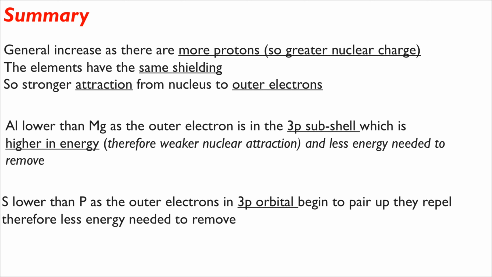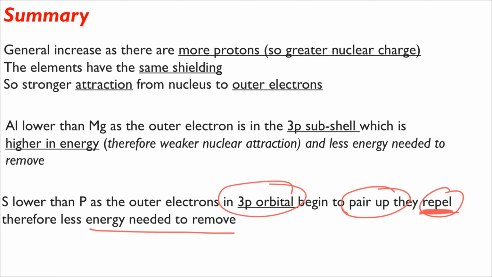The second dip that we need to explain is to do with sulfur being lower than P. So sulfur is lower than phosphorus because now the outer electrons in the 3p orbital begin to pair up. They repel, and therefore less energy is needed to remove. Okay, so the key thing here is they're pairing up, they're repelling, and it's in the 3p orbital. Okay, so that's what we need to say. Similarly to previously, if you're talking about period 2, it's the 2p orbitals beginning to pair up, or if it's the 4p.